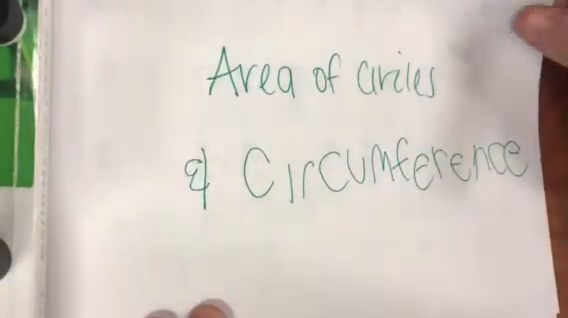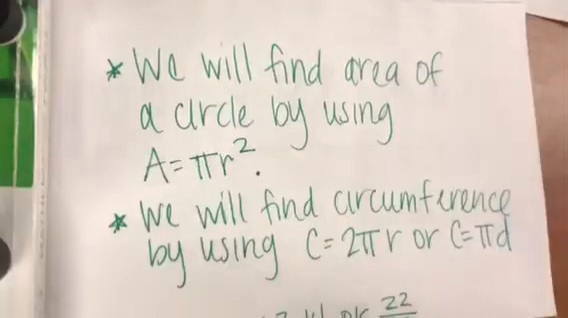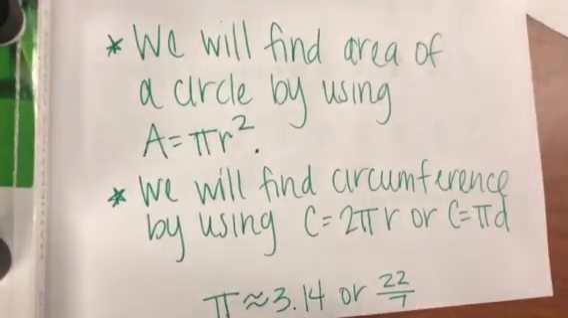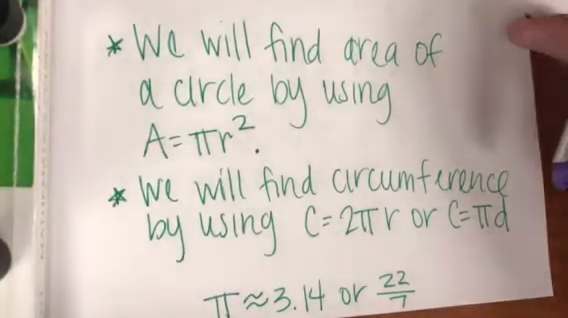Anyways, area and circumference of circles. Your learning target today, I know there's two of them. That's okay. We will find the area of a circle by using A equals pi r squared, and we will find circumference by using C equals 2 pi r or C equals pi d. Pi equals 3.14 or 22/7. Those are just important key pieces to know. Make sure your learning target is written down in your journal.